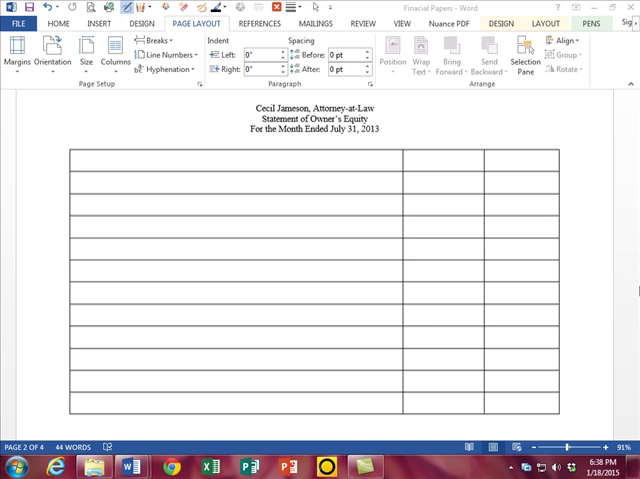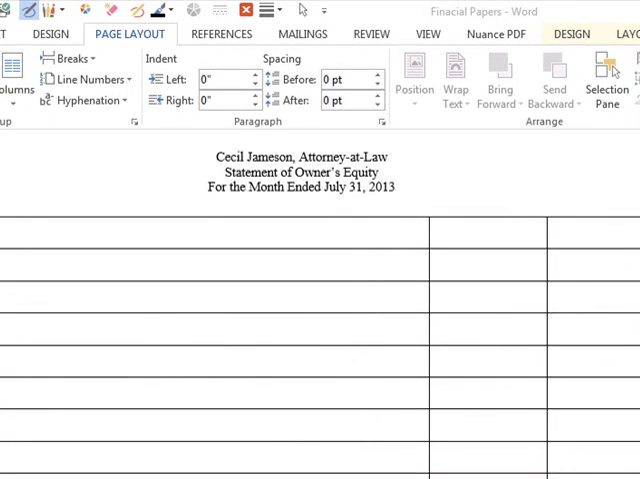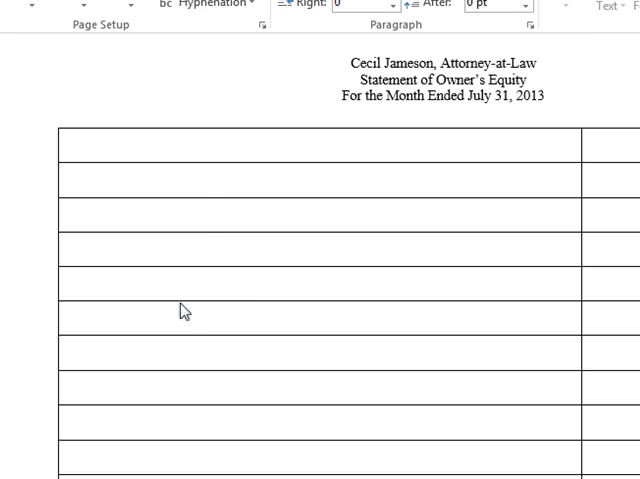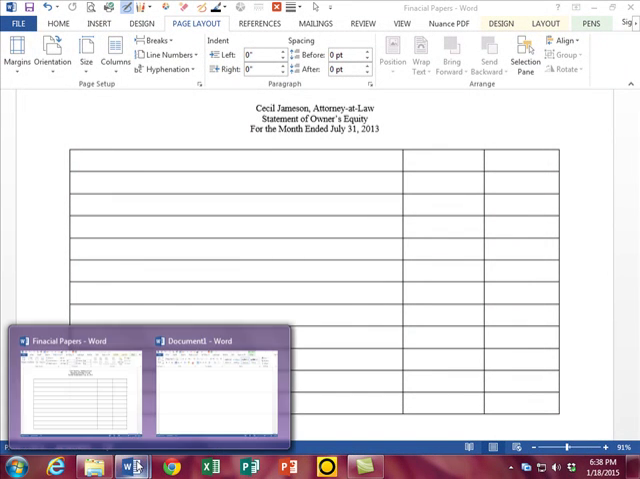Now that we have completed the income statement, the next statement that we need to complete is the statement of owner's equity. This particular statement indicates whether or not the owner's equity increased for the particular month. So we're going to prepare the statement of owner's equity for Cecil James, Attorney at Law, putting the name of the company, the title of the statement, and for the month ended July 31st, 2013, just like on the statement of income.